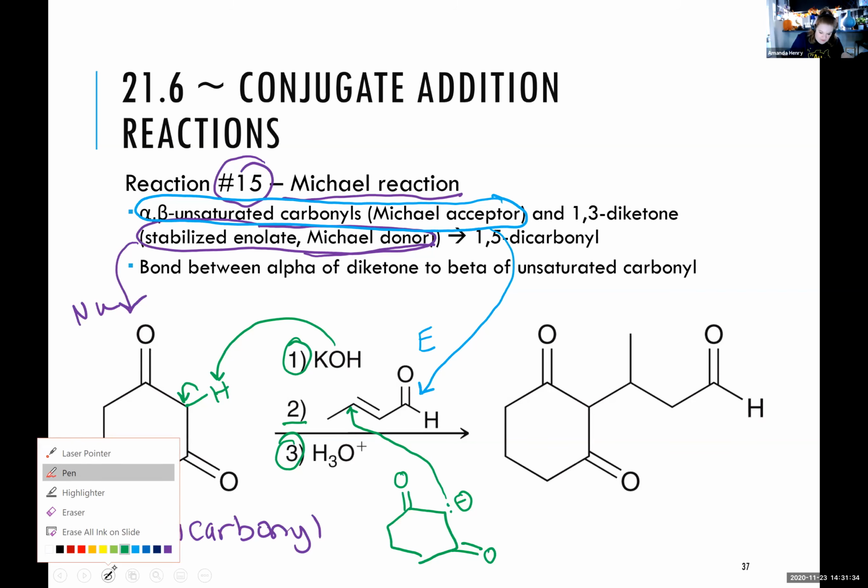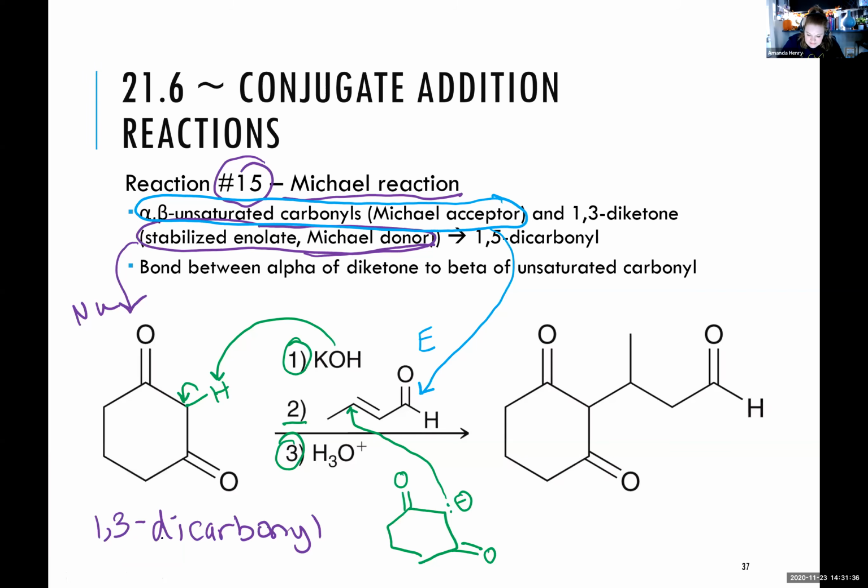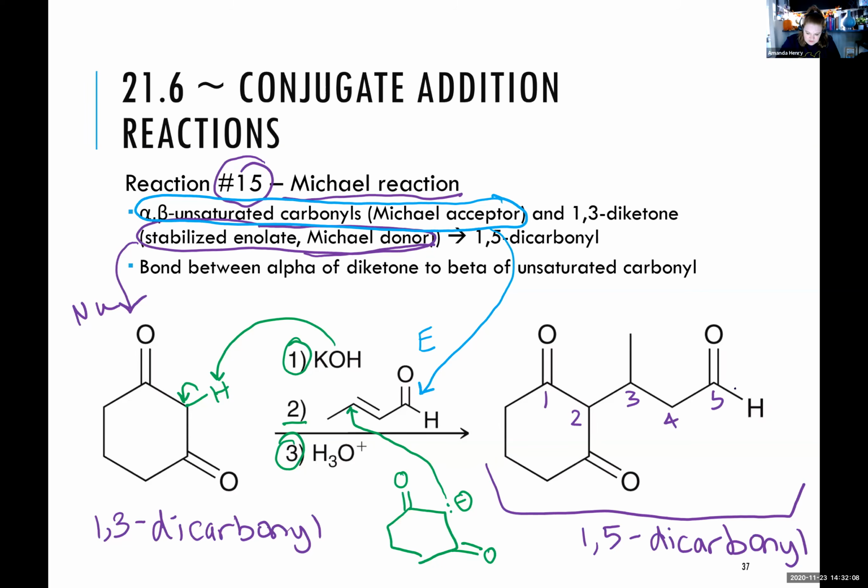What we end up with as our product is this thing, kind of big and bulky. It's labeled as a 1,5-dicarbonyl, which seems a little misleading because technically there's 3 carbonyls on there. So you might wonder, why is it not called a tricarbonyl? 2 of those carbonyls were already on the same structure. So when we say 1,5-dicarbonyl, we're talking about how far apart the 2 carbonyls are that weren't on the same structure to start with.